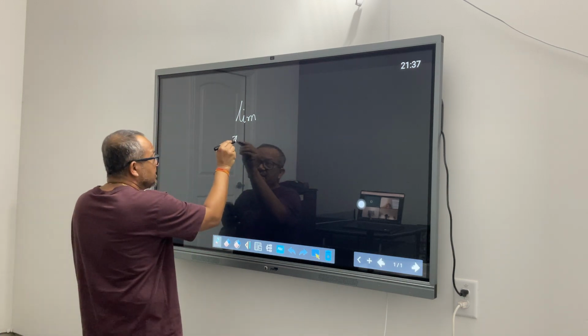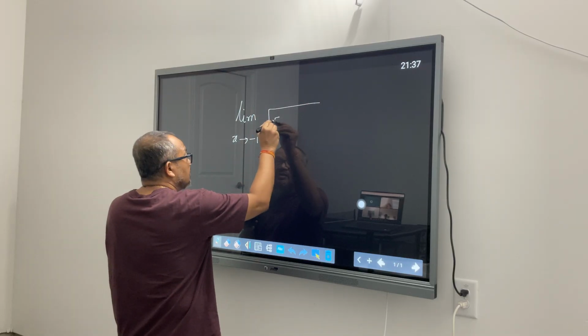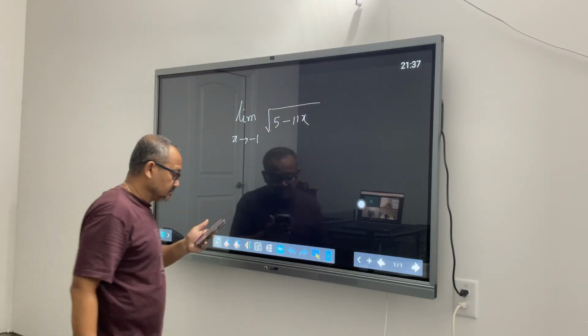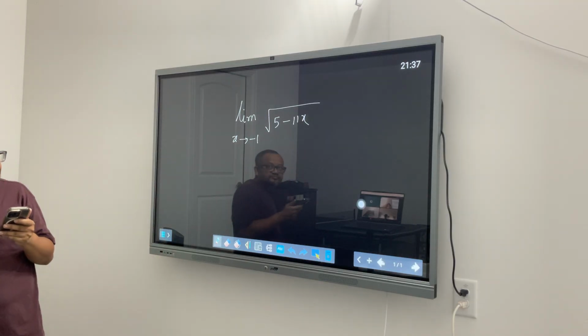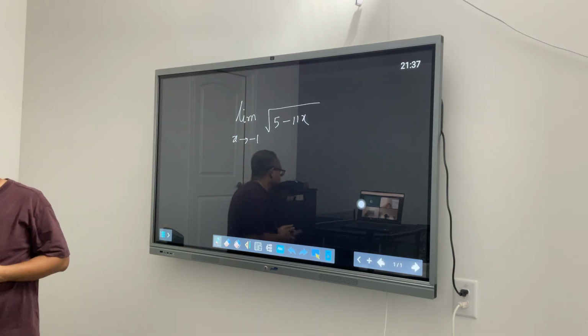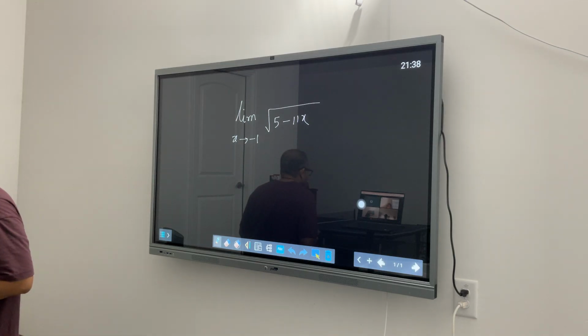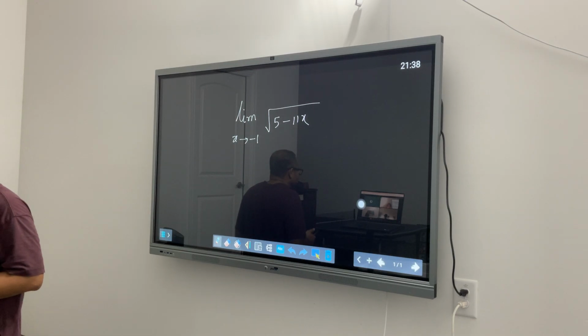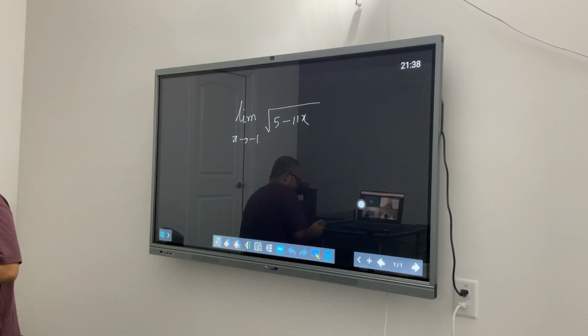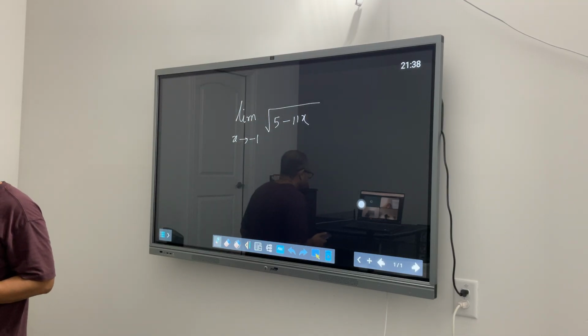This one says, find out the limit of x approaching minus 1, 5 minus 11x. How much is it? Or what will you do? Whenever you come across this problem, it should not take you more than 30 seconds in the actual exam, even without using a calculator. Plus or minus 4? Chris, agree with that?